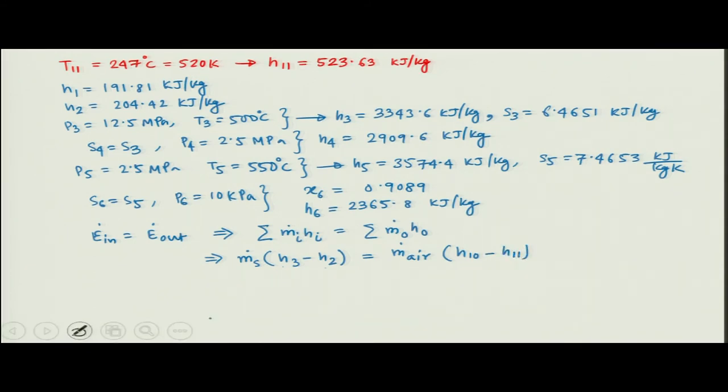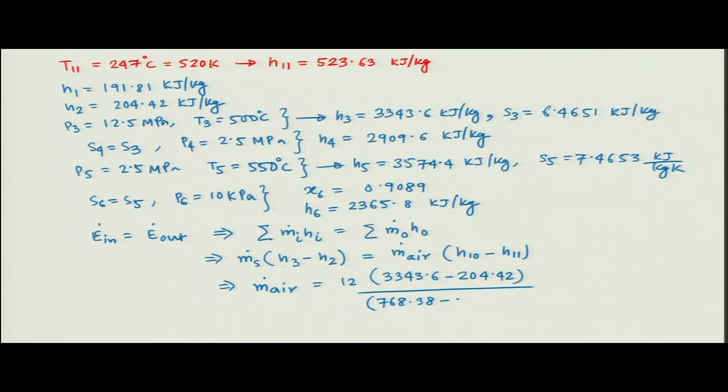So now you can plug in all the numbers and calculate m dot air. m dot s is given as 12 kg per second, and here h3 is 3343.6 minus h2 is 204.42, divided by h10, that is 768.38 minus 523.63. So this will give you m dot air, which is 153.9 kg per second. So, that is the m dot air.